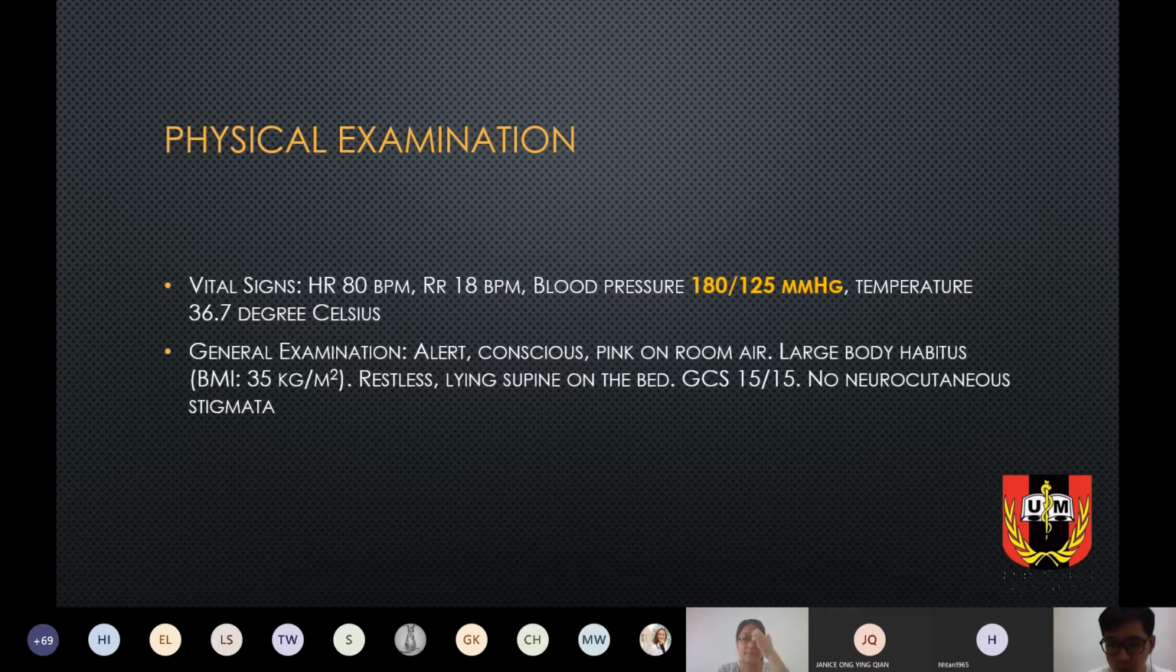Okay, so we have a question from Lu Kim Ki. He asked about after looking at the BP, can I say that she has a hypertensive emergency that led to a stroke? Yes, of course.